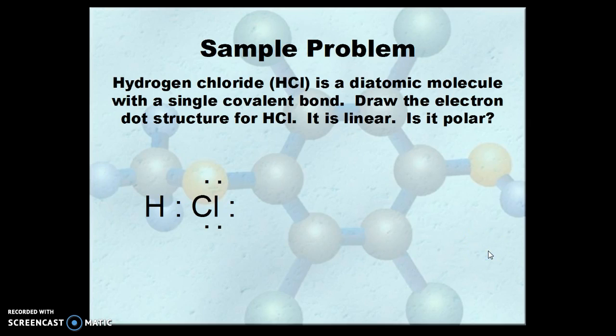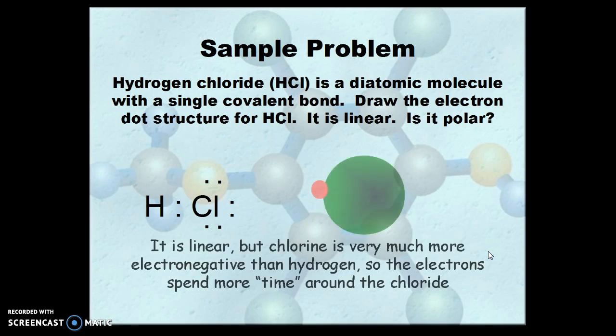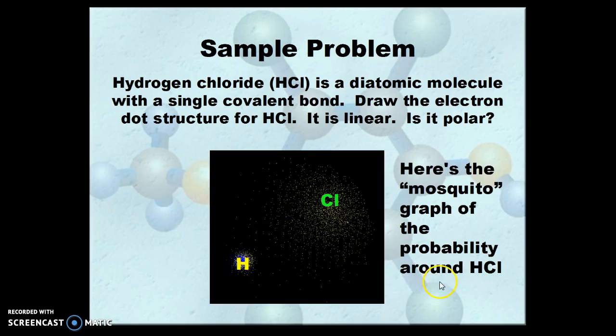There's your HCl in the Lewis structure, and here is a space-filling model, hydrogen very small compared to the chlorine. It's linear, but the chlorine is a lot more electronegative than the hydrogen, so the electrons spend a lot more time around the chlorine than around the hydrogen. Here's the mosquito graph of the probability, and you see the density of the electrons around the chlorine is much higher than around the hydrogen.